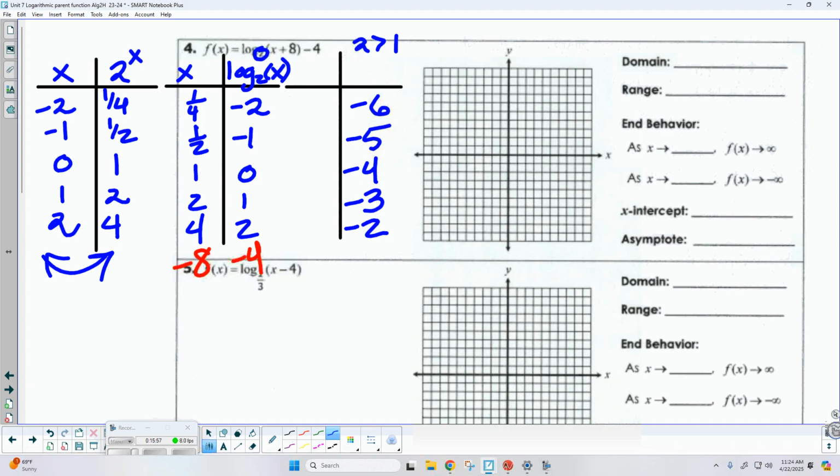Now I need 4 minus 8. -4. 2 minus 8. 1 minus 8. That's a -7. Now I need a 1/2 minus 8. -7.5. And remember, you've got the calculator to help you out with this too, or you can do the algebra over to the side. And now I need a 1/4 minus 8.